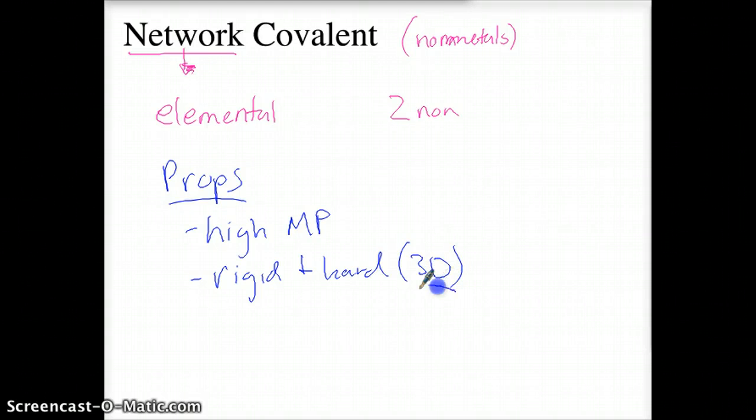And again, we'll talk about what I mean by in 3 dimensions in a second. But these are the main things that we need to know about network covalent, which are also sometimes called network solids, just in general. So we want to make sure that we're aware of that language as well.